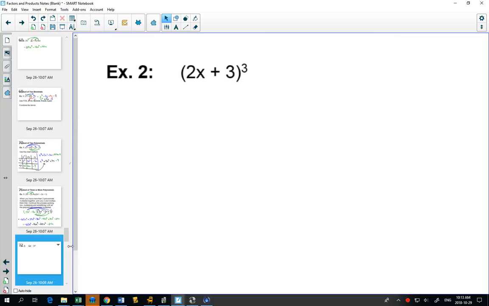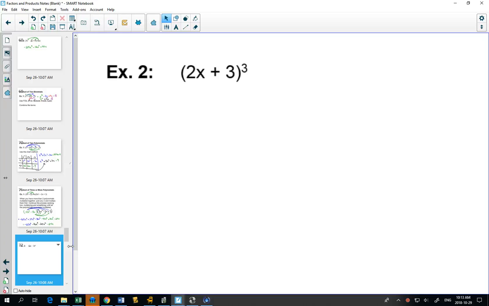Example 2, there's an easy way to do this one that's wrong. So don't try to think of the easy way to do it. And it's partly because of a misunderstanding of one of your exponent rules. The number one mistake in this one is just to cube 2x and write 8x cubed, cube 3 and get 27, and say my answer is 8x cubed plus 27.